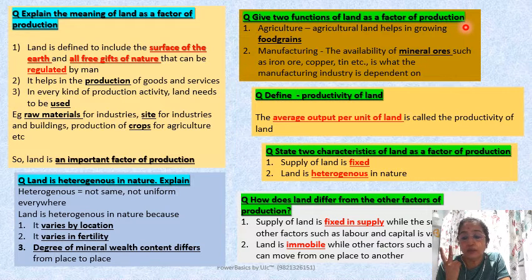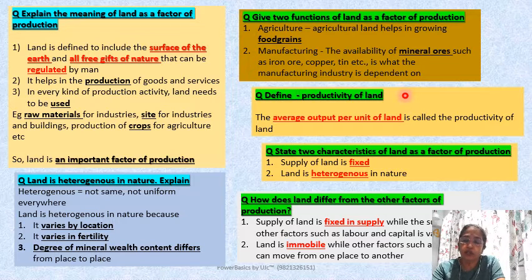Give two functions of land as a factor of production. This has come in the exam. This is not characteristic. This is function. It is used in agriculture. Agricultural land helps in growing food grains. Manufacturing. The availability of mineral ores such as iron ore, copper, tin, etc. is what the manufacturing industry is dependent on. That comes from land, from inside the land. So two uses, agriculture and manufacturing through the availability of mineral ores.